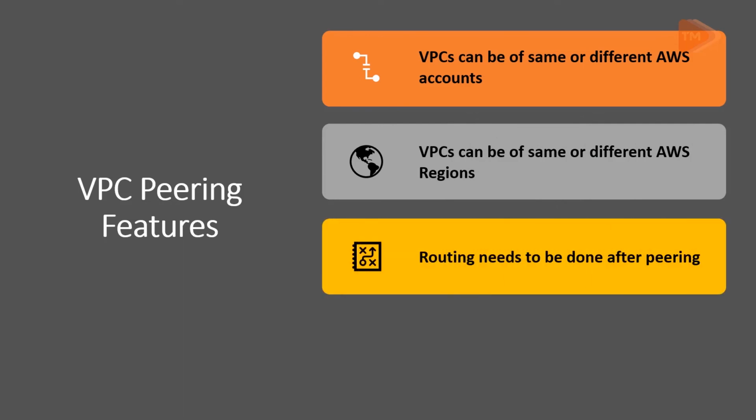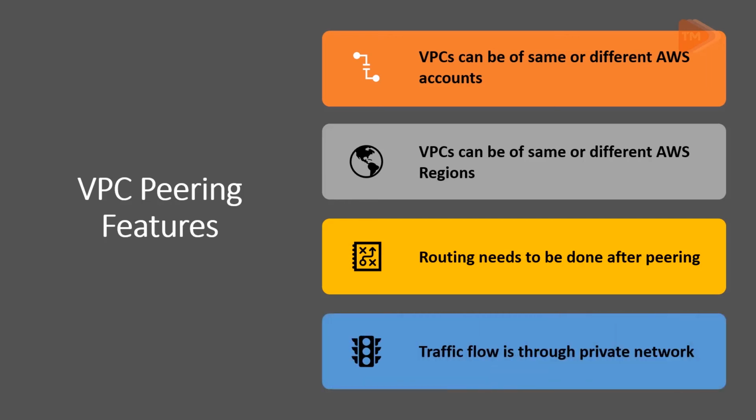And again, routing needs to be done after peering. So basically for the peering to be completed, routing needs to be done after peering. That is something we'll see when we are doing a VPC peering lab.